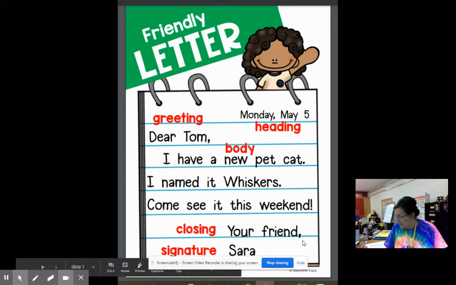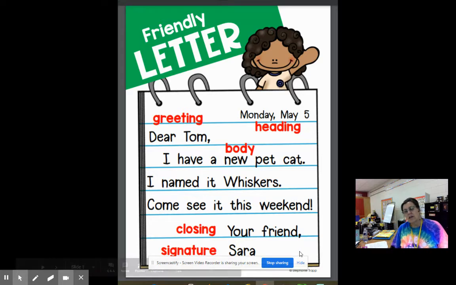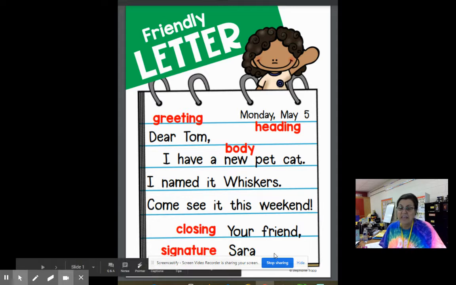And then we do what is called a closing and our signature. And you could think of the closing as your legs and your signature as your feet, where you make steps. Okay? So you always put that over towards the right. Your friend. You maybe in first grade talked about some closings, but your friend would be a good one for today's writing, okay? And then you'll sign your name.